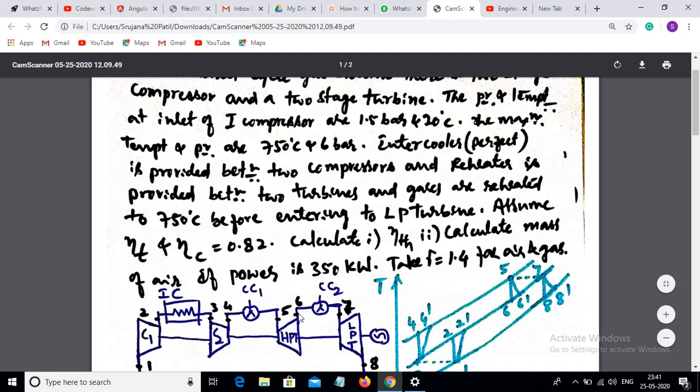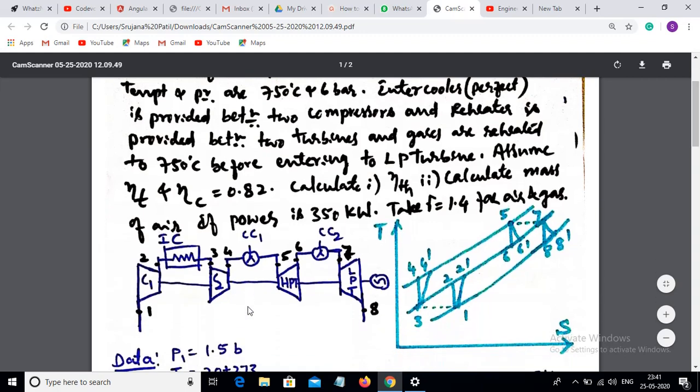To what pressure will it expand? It is the intermediate pressure. I have already explained that it can be calculated: intermediate pressure is the square root of initial pressure times final pressure. Initial pressure is 1.5 bar and final pressure is 6 bar. So the square root of 1.5 into 6 is 3 bar. So here the gases will expand from 6 bar to a pressure of 3 bar, so that the temperature also decreases from 750 degrees centigrade to T6 dash, which we have to calculate.